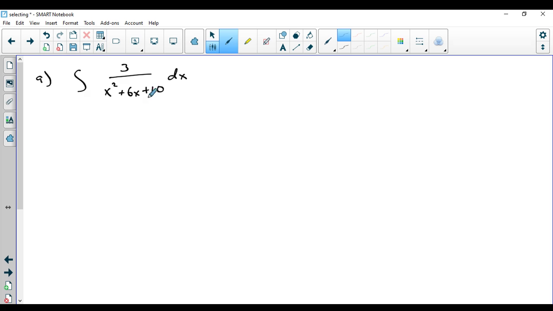I certainly don't recognize a function whose derivative is that. So what are my options? Well, let's see. Integration by parts doesn't look like that's going to work. I can't factor the bottom using rational numbers, so linear partial fractions is not going to work. So, maybe what was that thing with quadratics?